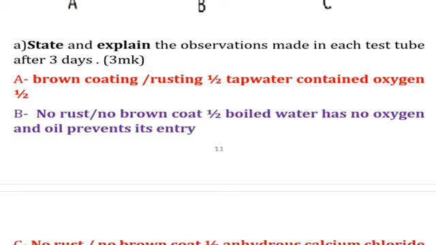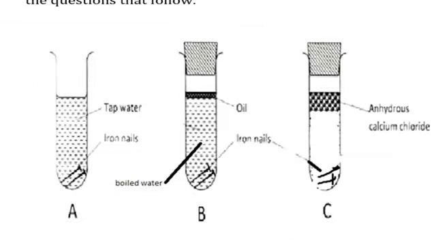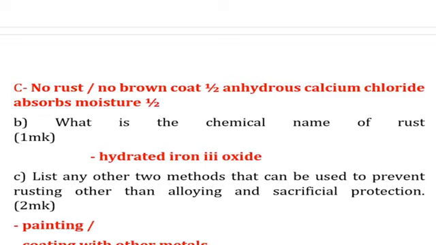Boiled water has no oxygen, and oil prevents its entry. C, it has anhydrous calcium chloride only, and nails. What happened? No rust, no brown coating, because anhydrous calcium chloride absorbs moisture. B, what is the chemical name of rust?